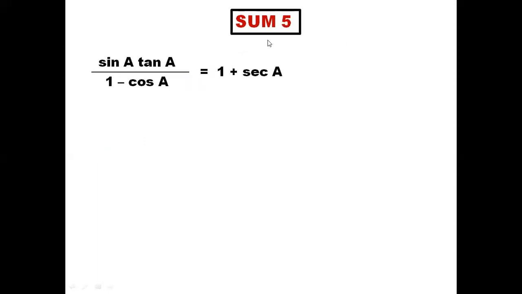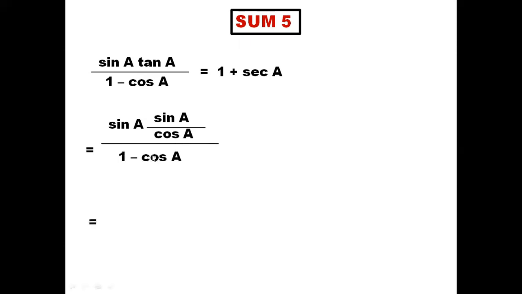Now moving on to sum 5. Sin A multiplied with tan A divided by 1 minus cos A equals 1 plus sec A. So let us start. Here we write tan A as sin A by cos A, right? And this 1 minus cos A remains as it is. Now sin A multiplied with sin A, we get sin square A, and this cos A comes in the denominator.